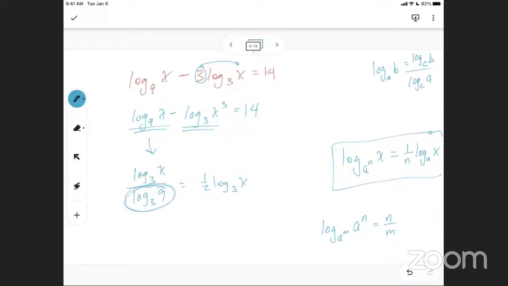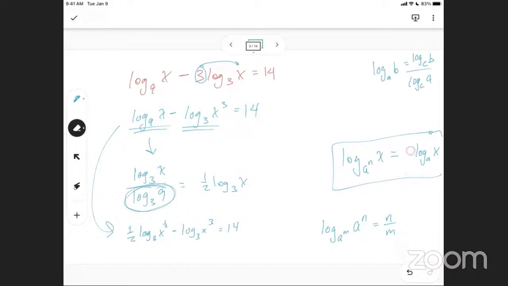Yeah. So here's my work. This equals 1/2 log base 3 of x minus log base 3 of x cubed equals 14. So now I can combine them together. Well, I'm going to bring the 1/2 up top now.